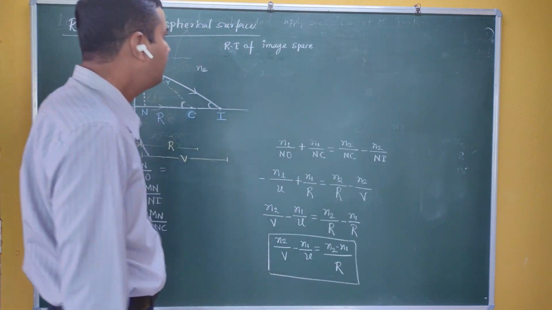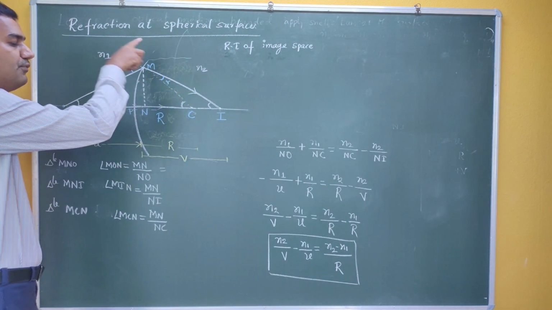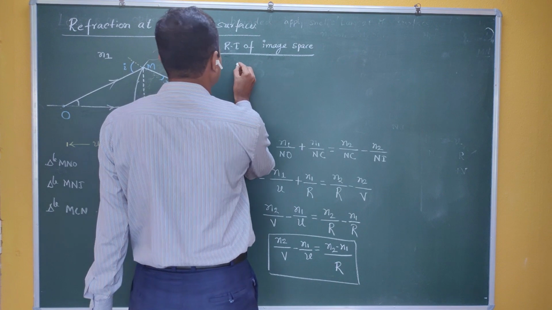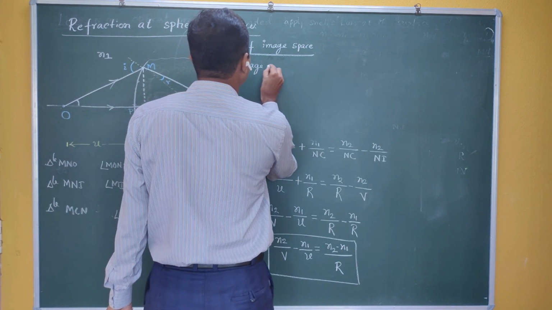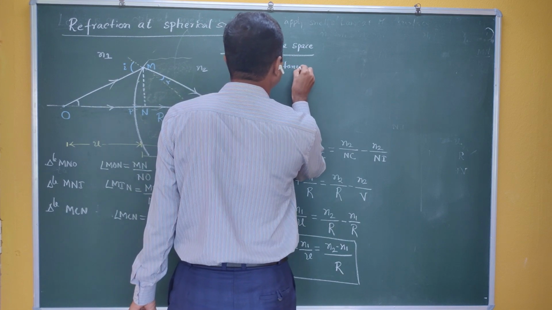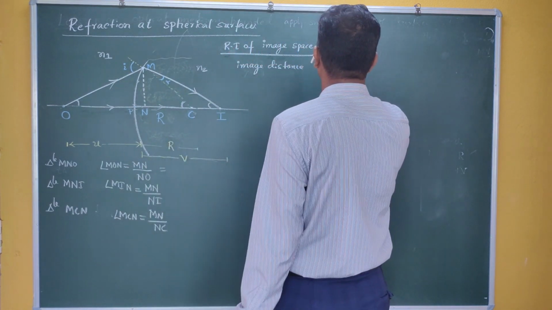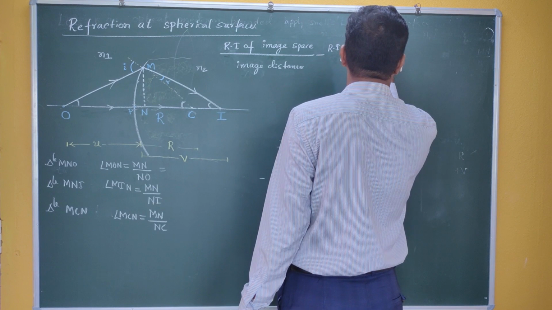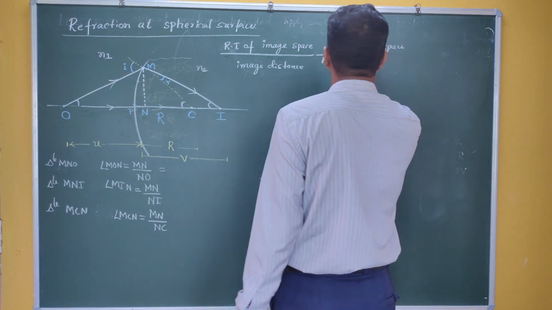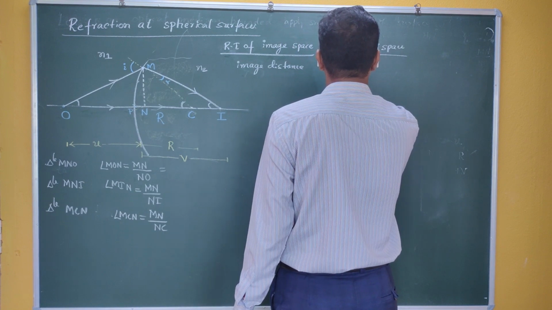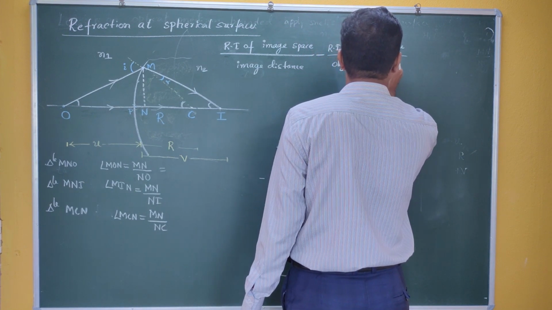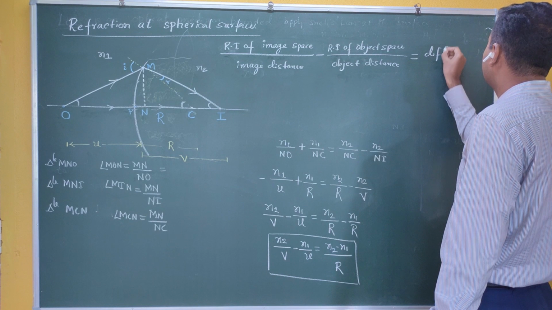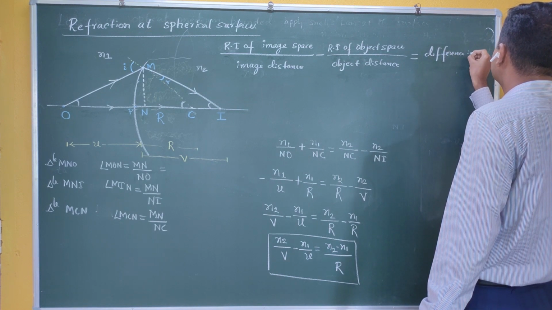Therefore, what is meant by refractive index of image space? The space where refracted rays are present. Refractive index of image space upon V, that is the image distance, minus refractive index of object space upon object distance, that is equal to, what is N2 minus N1? Difference in refractive index.